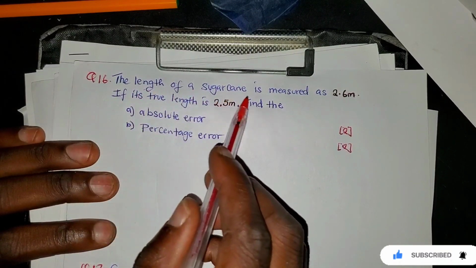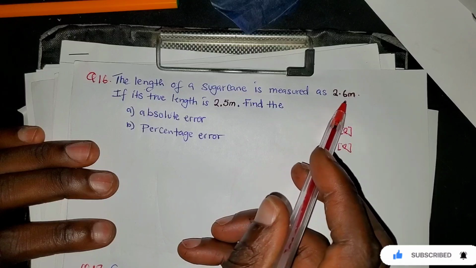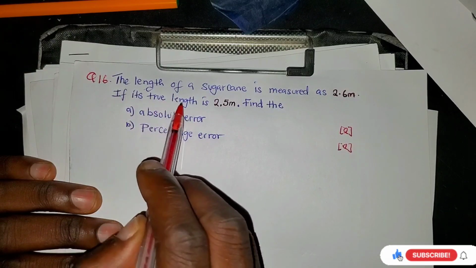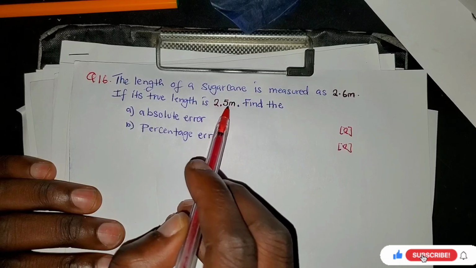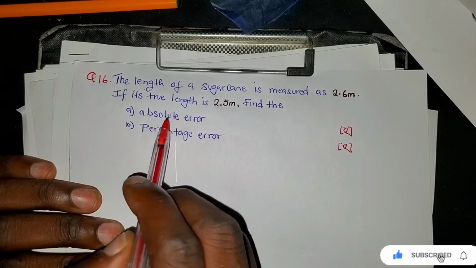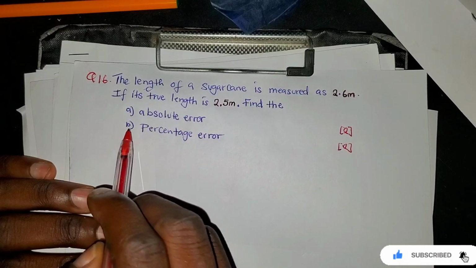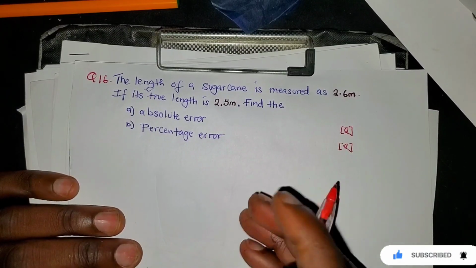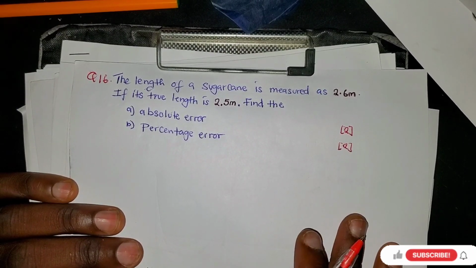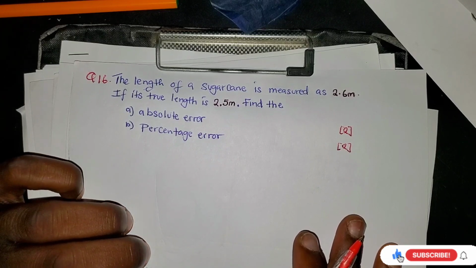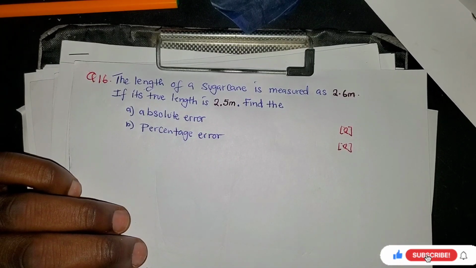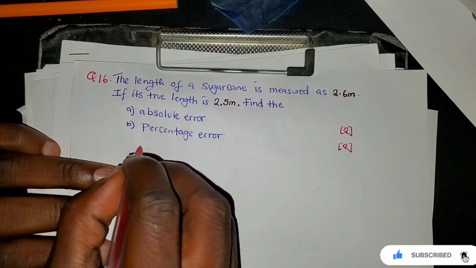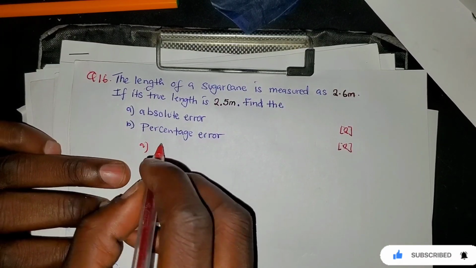Question 16. The length of a sugarcane is measured as 2.6 meters. If its true length is 2.5, find the absolute error and the percentage error. This is 4 marks, so make sure you get all the marks. Now, what we're going to do is very simple. The first step is to calculate the absolute error.